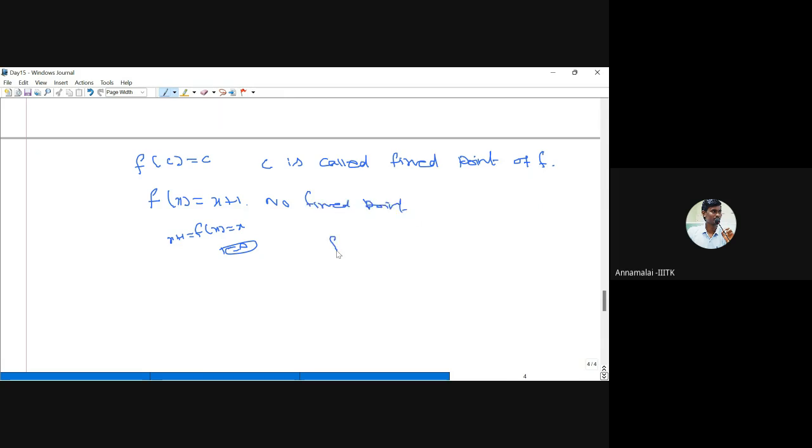But if we consider the function f of x equal to x minus 1, we need this to be equal to x. Therefore, we can cancel x again and get minus 1 equal to 0. That is not possible. Therefore, again this function has no fixed point. Now, if we take f of x equal to x, then everything is a fixed point. 1 goes to 1, 2 goes to 2, 3 goes to 3. So all points are fixed points.